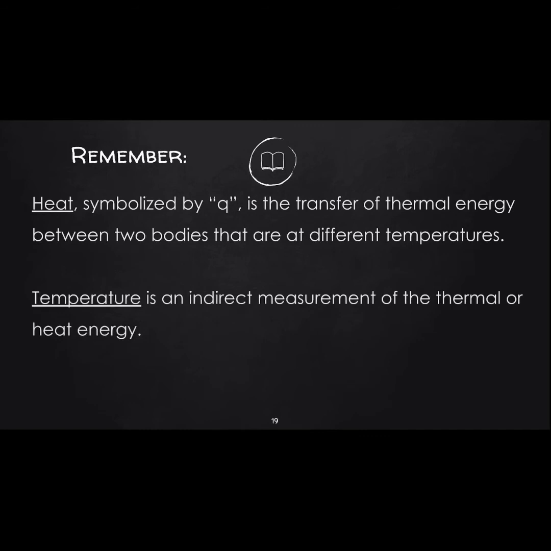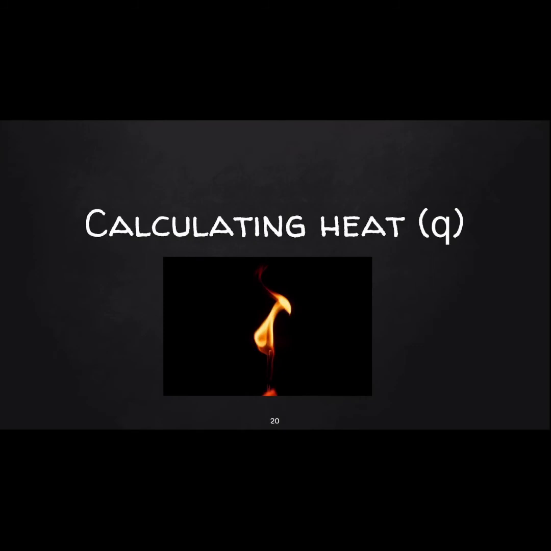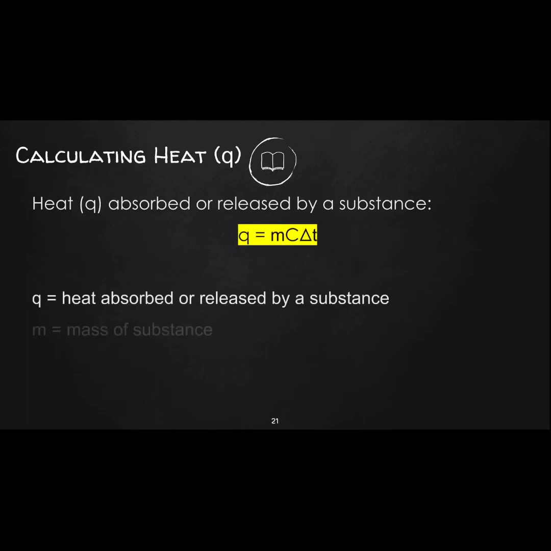Temperature is an indirect measurement of the thermal or the heat energy. And remember that temperature is not the same thing as thermal energy or as heat. We can calculate heat. That's going to be represented by lowercase q. Again, that's what is absorbed or released by the substance, and it's always going to be this equation, Q equals mc delta T. So Q is heat, m is mass of the substance.